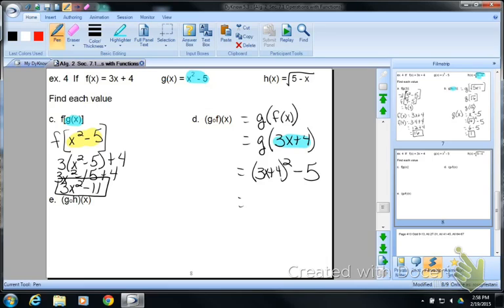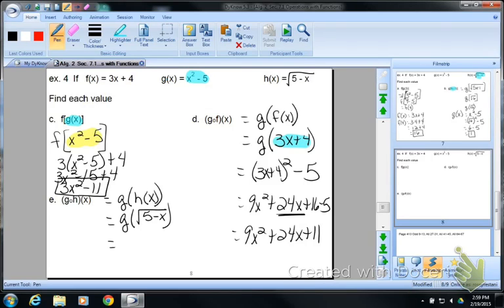So that's 9x squared plus 24x plus 16 minus 5. Does everybody understand where they got the 24x? Good. So that's 9x squared plus 24x plus 11. Y'all want to try E by yourself? Yeah. Try E by yourself.